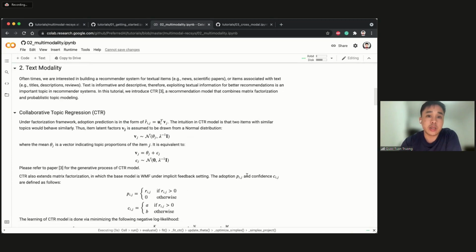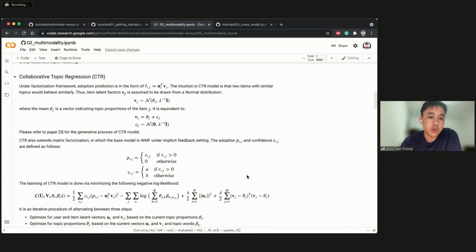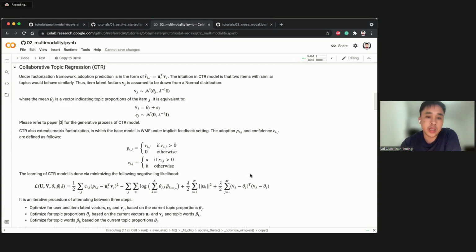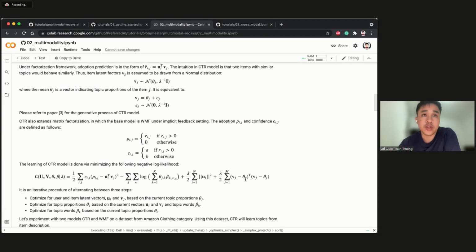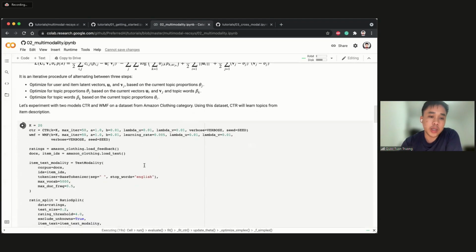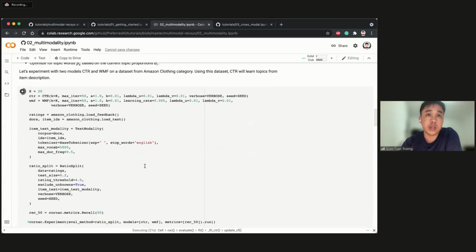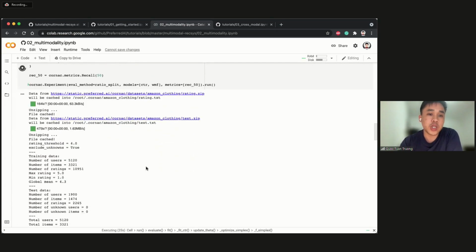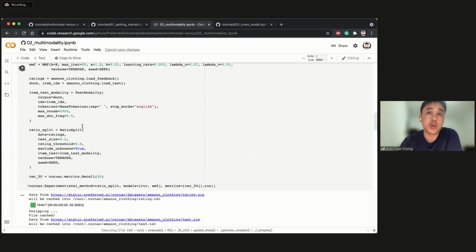We already presented it earlier. In the CTR model, we use the topic model, LDA, as a core component to model the text, and then weighted matrix factorization to model the preferences. That's the reason why in this particular notebook, we compare between the two: the weighted matrix factorization as well as the CTR model.